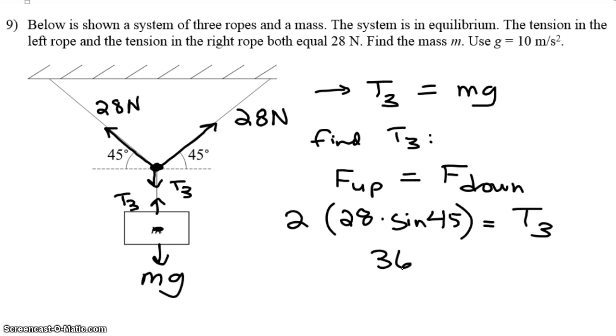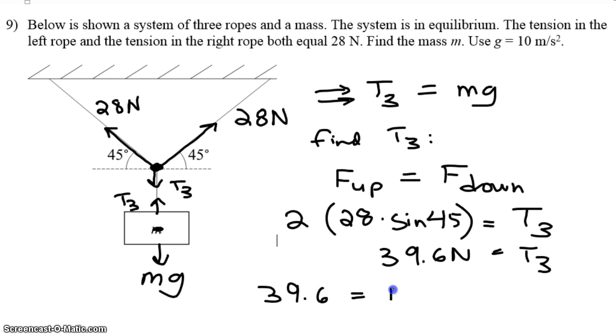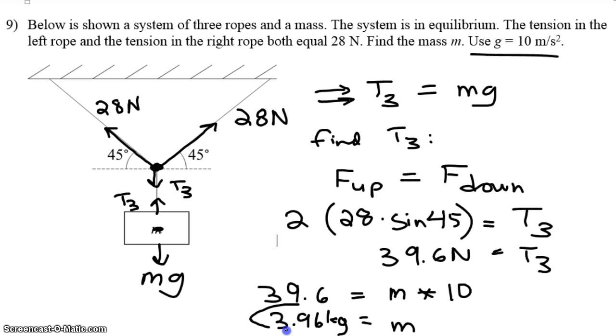Whoa. 39.6. I was looking at the board upside down. 39.6 newtons. So now that we know T3, we come back to this equation. T3, 39.6, is equal to m times 10. We are approximating. And the mass is 3.96 kilograms. And that is easy as pi.